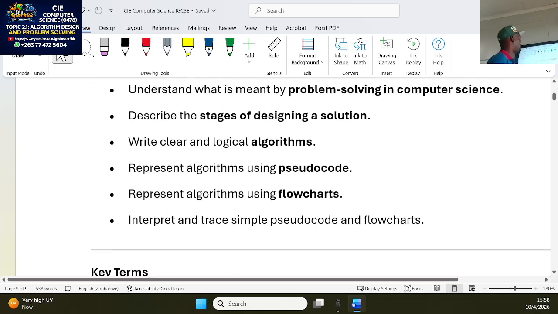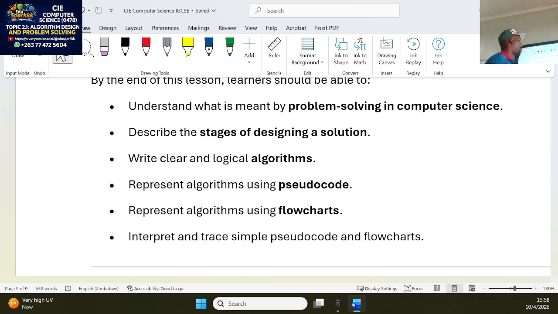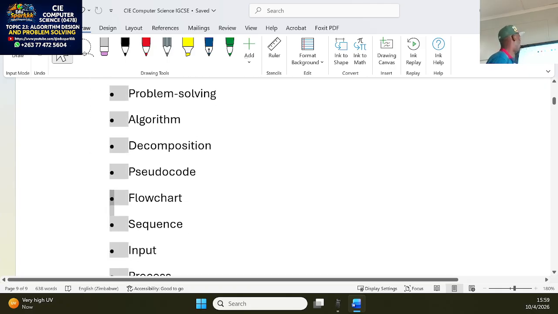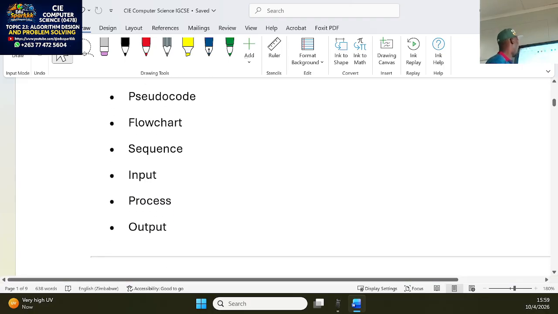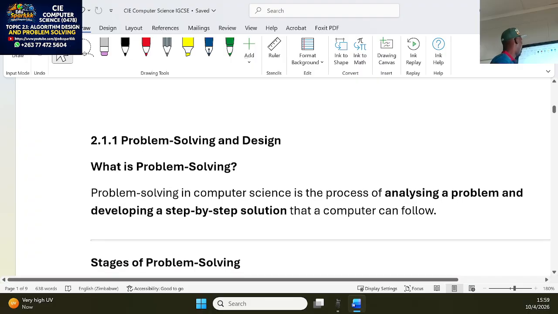By the end of this discussion, we should be able to understand what is meant by problem solving in computer science, also describing stages of designing a solution, as well as writing clear and logical algorithms, and then also represent algorithms using pseudocode and flowcharts, and interpret and trace simple pseudocode and flowcharts. The key terms that we'll find in this area are problem solving, algorithm, decomposition, pseudocode, flowchart, sequence, input, process, as well as output.